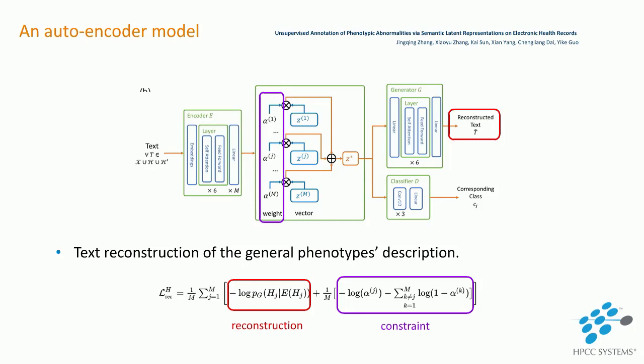So for example, if we give the description of phenotype J on the left-hand side into the encoder, the corresponding weight, which is alpha J, should be 1 or as high as possible, but the weight of all other phenotypes, alpha 1 or alpha M or the other alphas, should be nearly 0 because there's nothing to do with it. So that's the idea. We apply an extra constraint over here, trained together with the reconstruction.